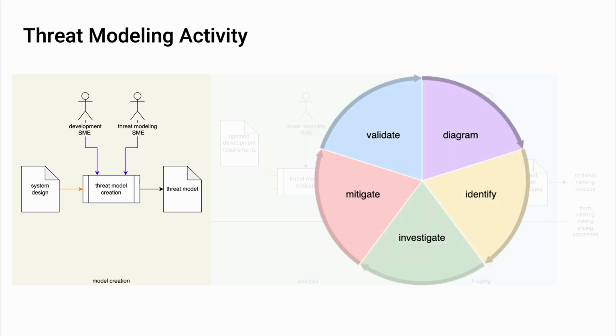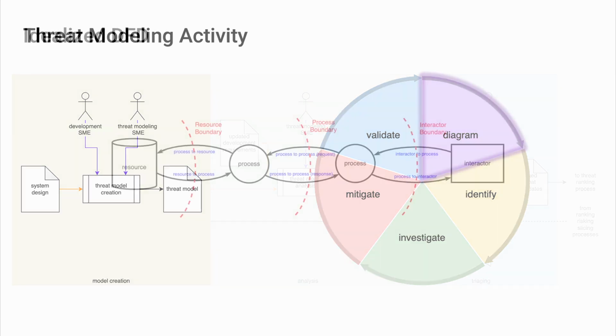If we consider the NIST threat modeling lifecycle, we see that we have diagramming, identification, investigation, mitigation, and validation activities. Threat model creation is represented by the diagram portion of this. That's all we're trying to accomplish here. We're not looking into any deeper meaning behind what the various entities contained within the threat model are. We're merely attempting to identify the constituent parts of the system. This information will be used in the later analysis and triage activities.